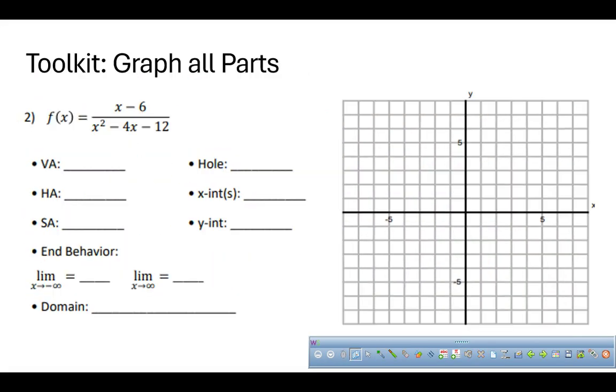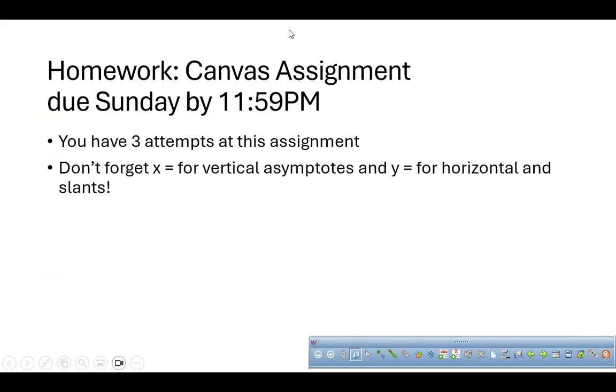In terms of over the weekend, there's a Canvas assignment. It's just the new vocabulary. So it's vertical asymptote, and then you fill in the blank. Just remember, when you're writing a vertical asymptote, you have to have the x equals. So it's x equals a number. Horizontal asymptote is in the blanks. X and y intercepts is in the blanks. Hole is in the new blank. So all the new vocabulary is here.